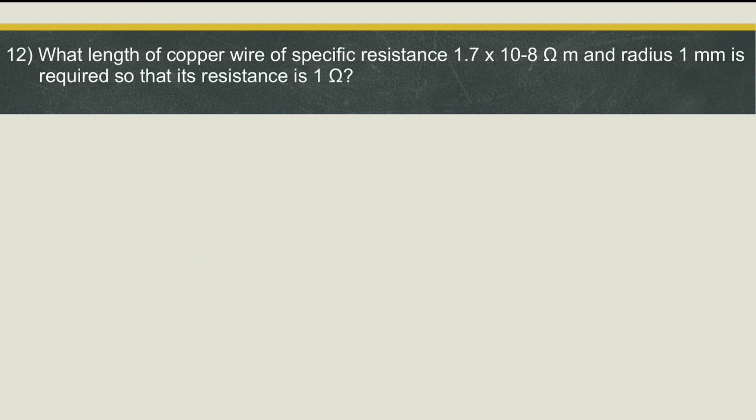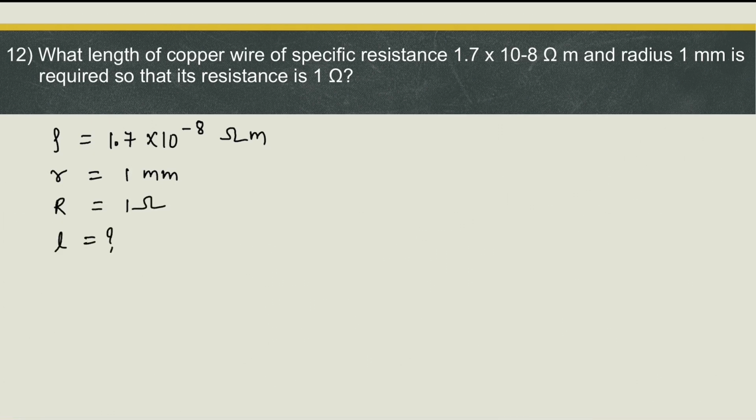Next question. What length of copper wire of specific resistance 1.7 into 10 to the power minus 8 ohm meter and radius 1 millimeter is required for a resistance of 1 ohm? Now this numerical is based on the formula R is equal to rho L upon A. We want to find the length, so let us make L the subject first. L is equal to R times area upon resistivity.